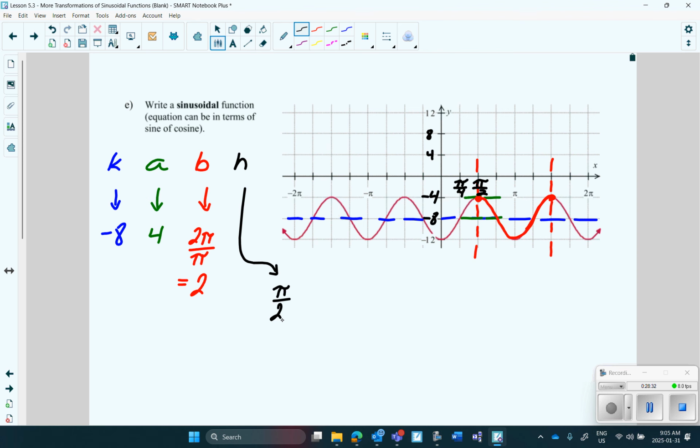Okay, so therefore, our equation would be y equals a, 4. We decided on cos. Open bracket b, which is 2. Open parentheses x minus h, which is pi over 2. Close parenthesis, close bracket. Then tack on the k, which is -8.